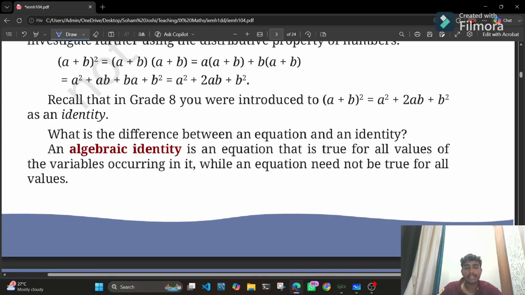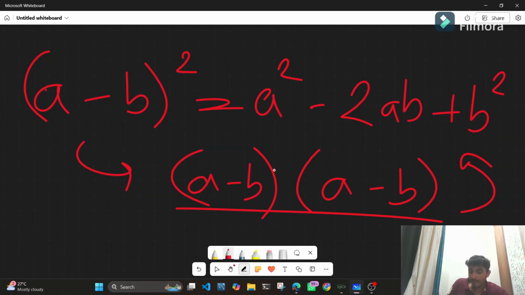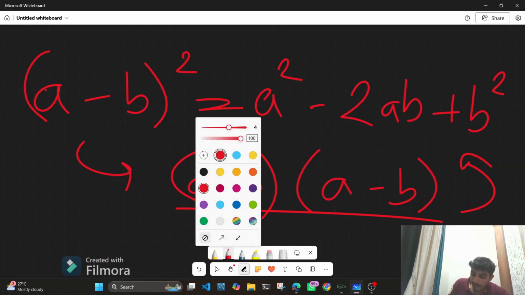Now, next we need to learn what is the difference between an equation and an identity. An algebraic identity is an equation that is true for all values of the variables occurring in it, while an equation need not be true for all values. So basically, let's say that we have an algebraic identity. What I just told you, this is an algebraic identity.